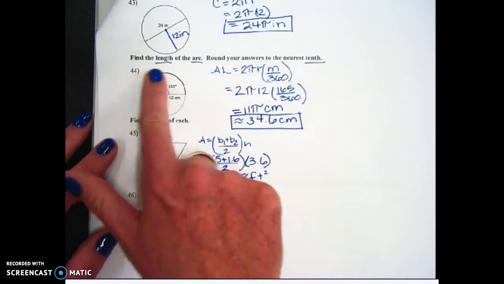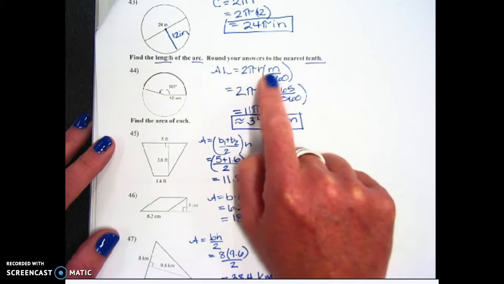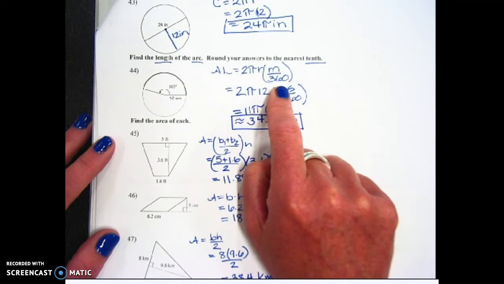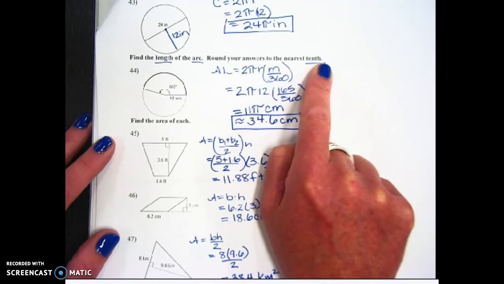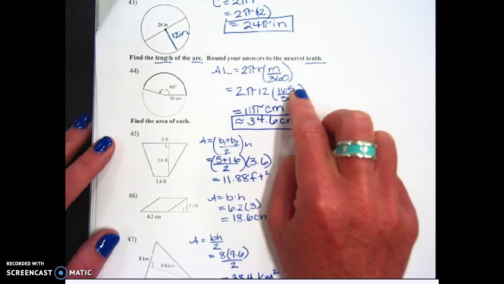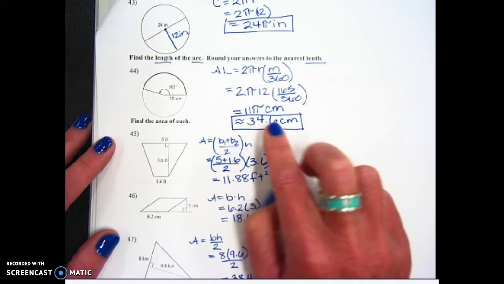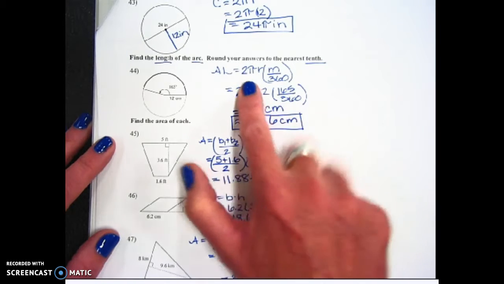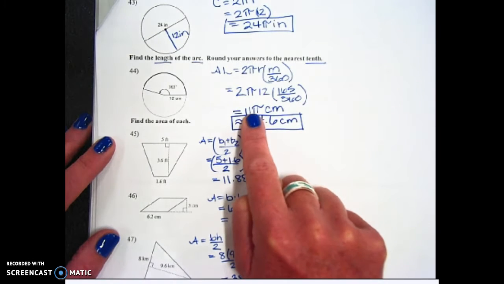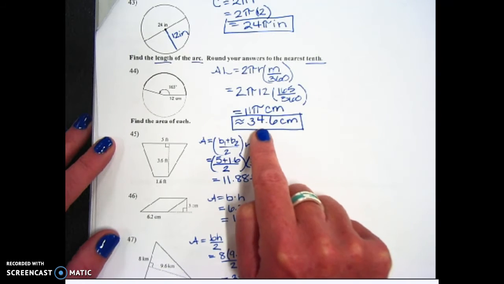For number 44, we want the length of the arc. So that's the arc length formula, which is 2 pi r times the measure of the angle over 360. You want to round it to the nearest tenth. So there's two numbers to plug in. Plug in the 12, plug in the 165, so the radius and the angle measure. Multiply everything but the pi button, and that gives you 11 pi. And then to round it to the nearest tenth, multiply 11 times pi, which is 34.6.